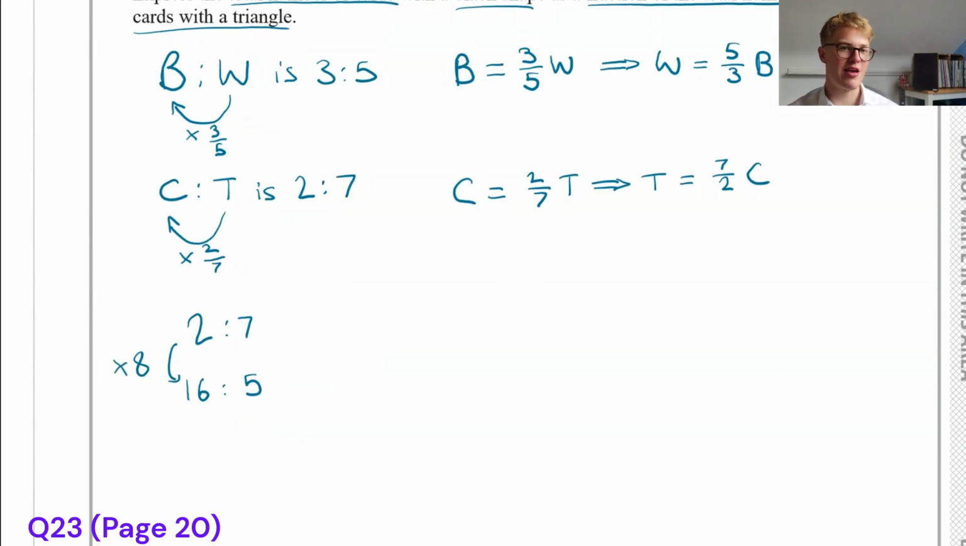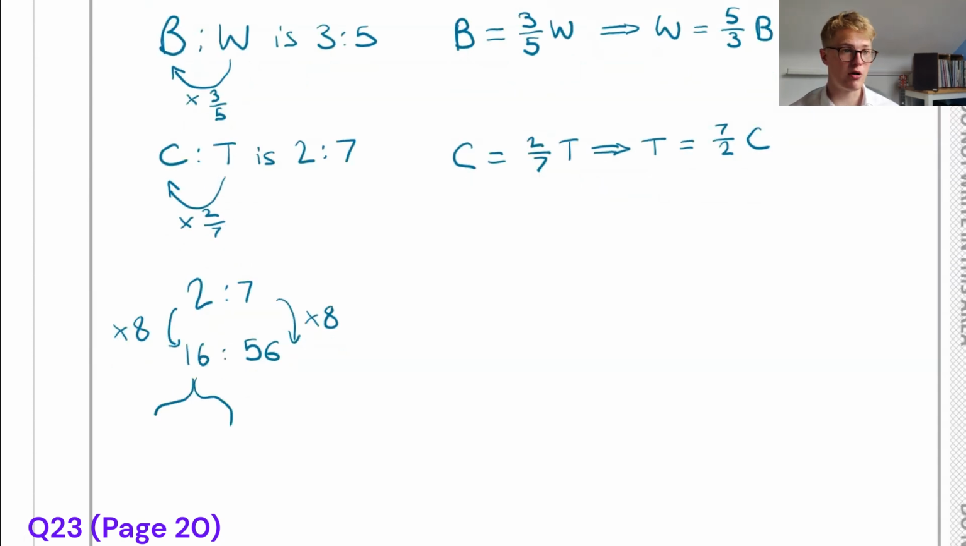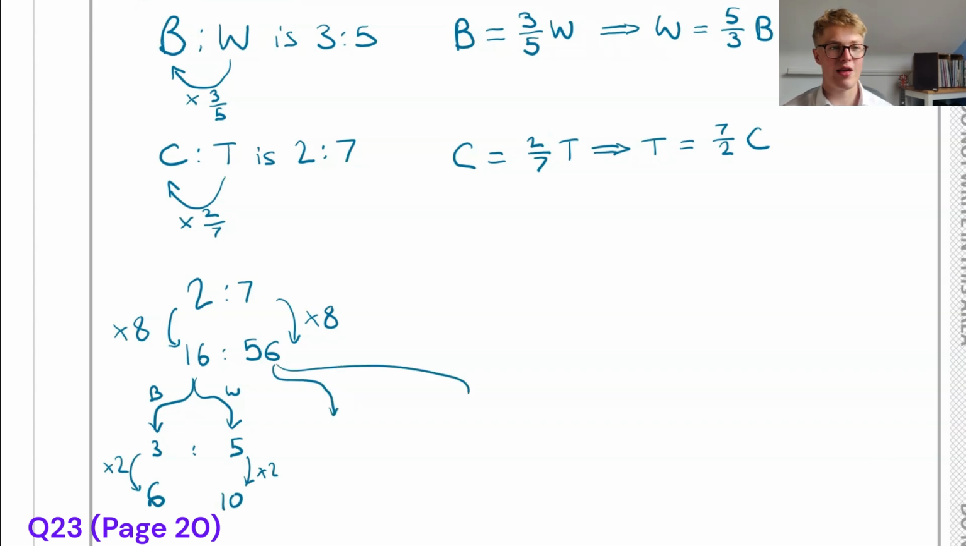So we multiply 2 to 7 by 8 and we get 16 to 56 as the ratio of circles to triangle cards. Now that we have 16 to 56, we need to work out how the circles and triangles break down in terms of black and white cards. So we do this as a ratio of 3 to 5, and we can see that we multiply them up to make 16 by multiplying the ratio by 2. Then we do the same for the triangles, and we multiply by 7 to multiply up to get 56 cards in total for the number of triangle cards.